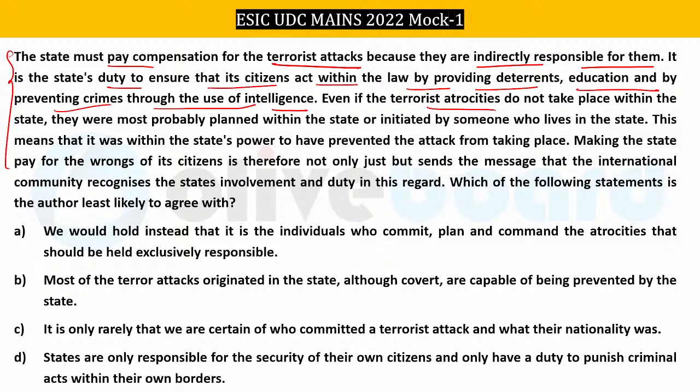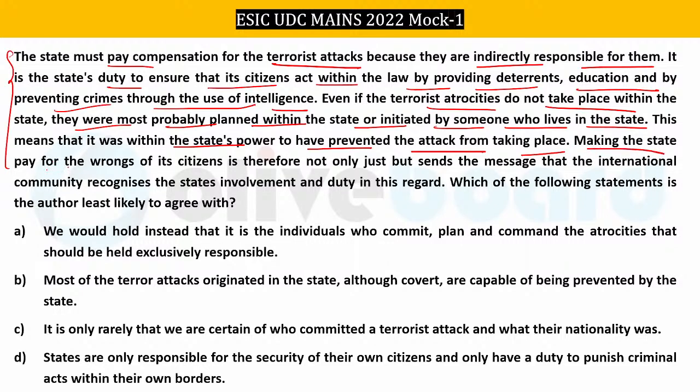Even if the terrorist atrocities do not take place within the state, they were most probably planned within the state or initiated by someone who lives in the state. So even if the attack is outside the state, but still if the planning is within the state or if the person is in the state, that means again it's the state's responsibility there. This means that it was within the state's power to have prevented the attack from taking place.